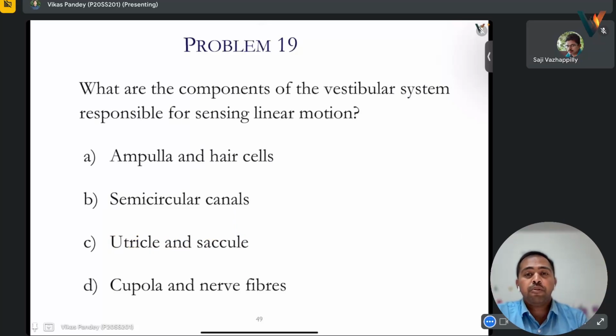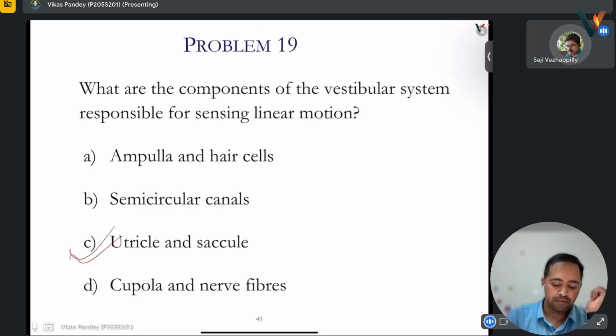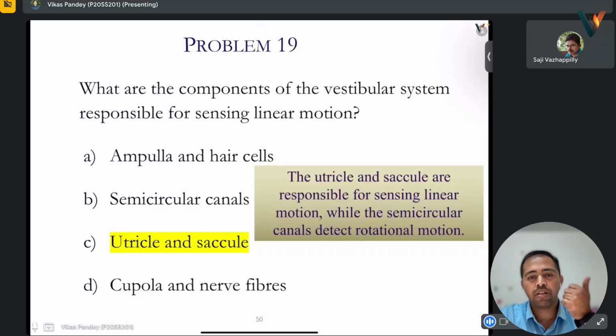What are the components of the vestibular system responsible for sensing linear motion? As I said, there are two parts: one is angular acceleration, and one is linear acceleration. Linear acceleration is detected by the utricle and saccule. The other one, the semicircular canals, detect rotational motion.